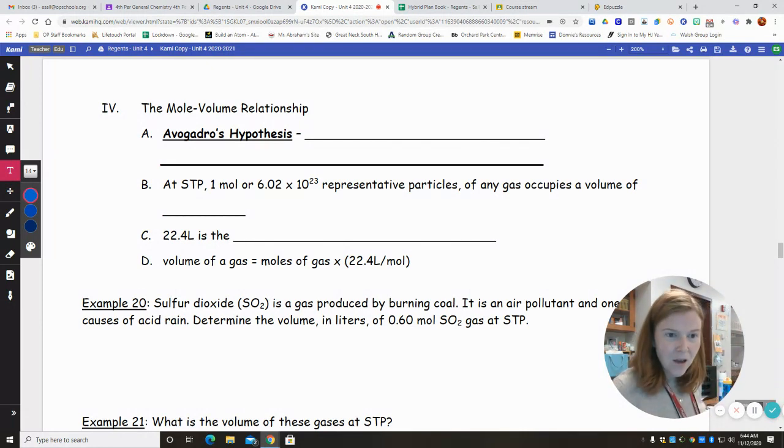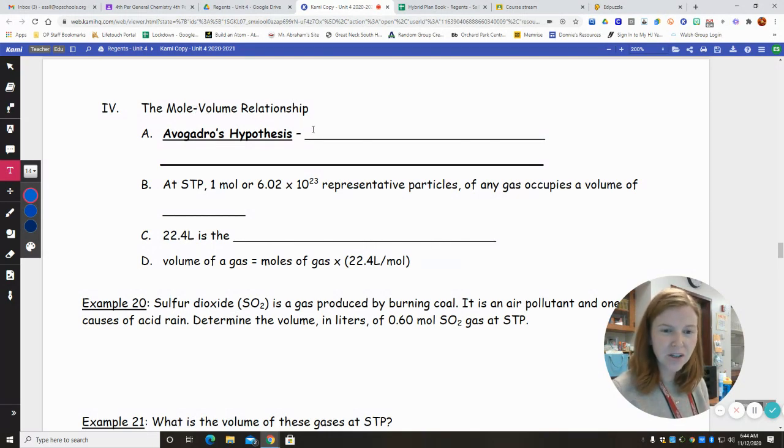So we've already talked about previously this relationship between moles and molecules, or moles and particles, right? That was where we had to use Avogadro's number, 6.02 times 10 to the 23rd. We then talked about the mole mass relationship, where you had to find the molar mass of whatever compound you're talking about and use that to convert between grams and moles. Today, we're going to be talking about the mole volume relationship.